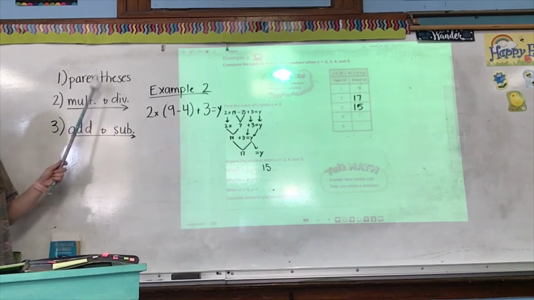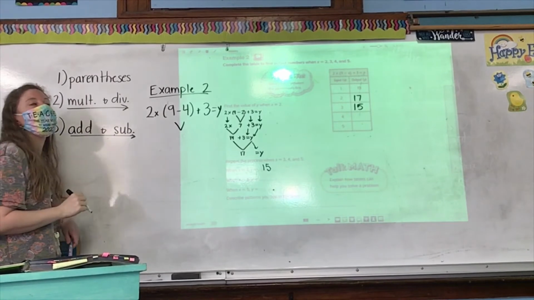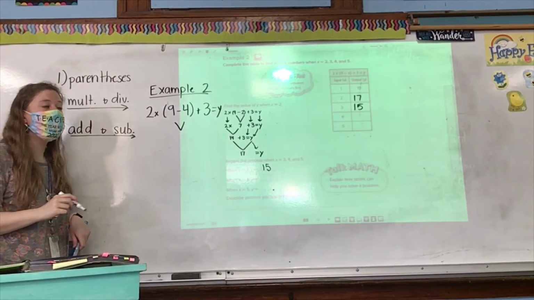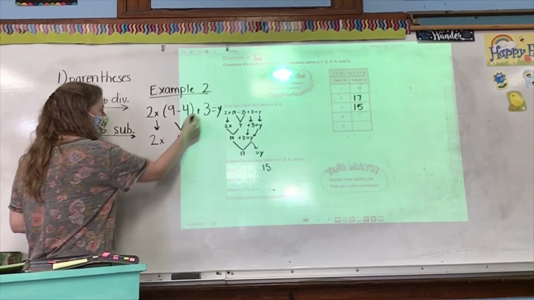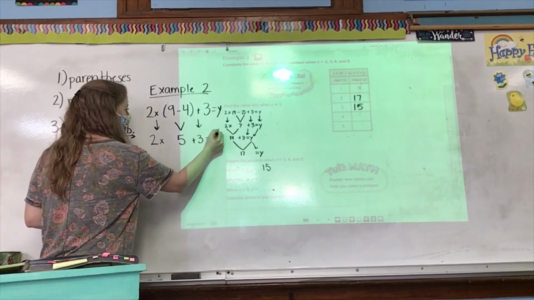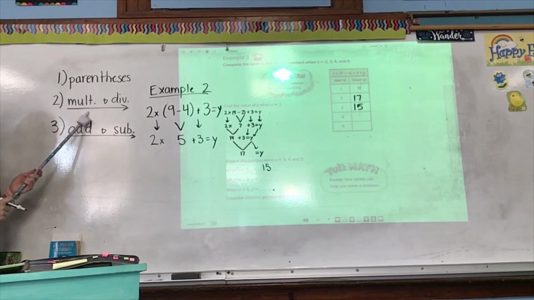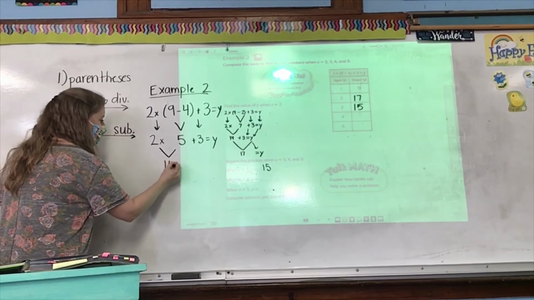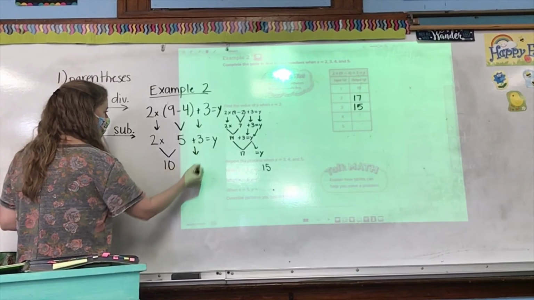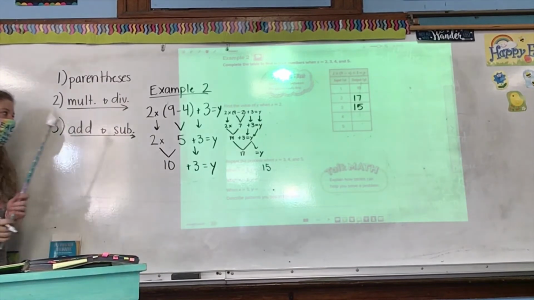Step 1, parentheses. Class, take a second. 9 minus 4 is? 5. Bring down the rest of the equation. 2 times 5 plus 3. No more parentheses. So let's multiply and divide. Class, 2 times 5 is? 10. Bring down the rest of the equation. 10 plus 3 equals y.